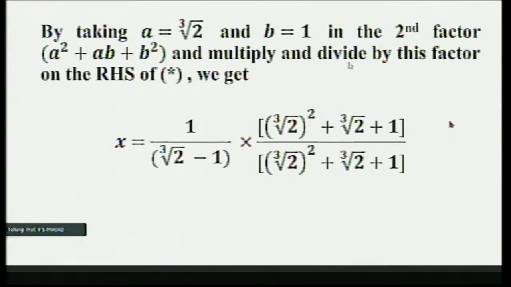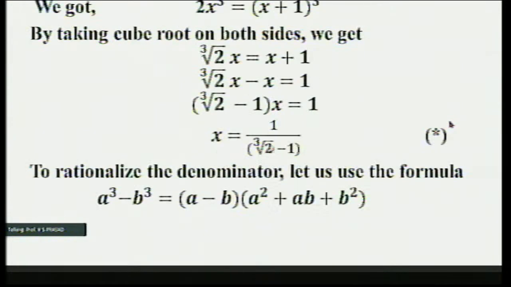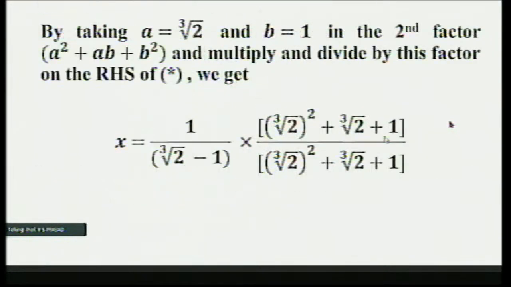Now I am going to multiply this factor and divide by this factor of that equation. We will see what happened. Some magic happened actually that we are going to observe. So the expression is x is equal to 1 by cube root of 2 minus 1. For this term, we are multiplying and dividing by this particular thing, where a is equal to cube root of 2 and b is equal to 1.